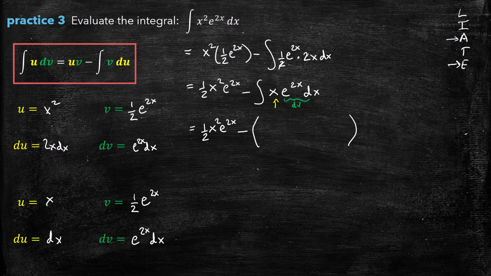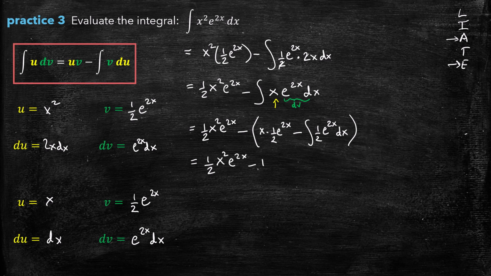So uv, so x times half e to the 2x minus, we have another integral, the integral of v du. So half e to the 2x. Mercifully, there is no x in there, so it's going to be a little easier. That integral, we don't have to use integration by parts again. A lot of writing things out over and over again.